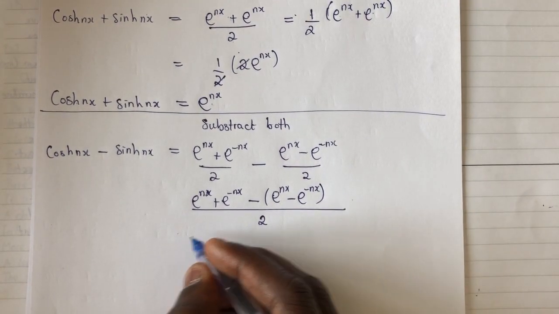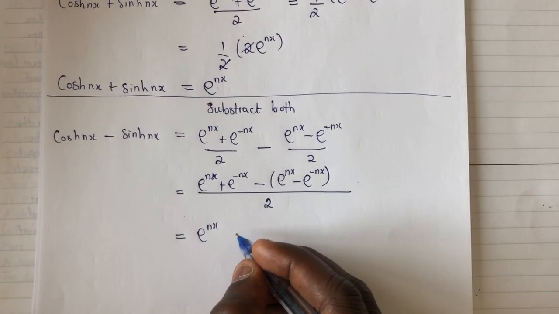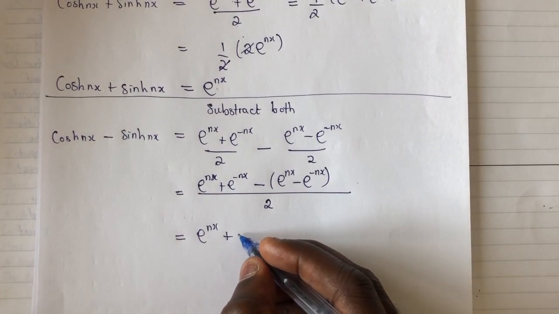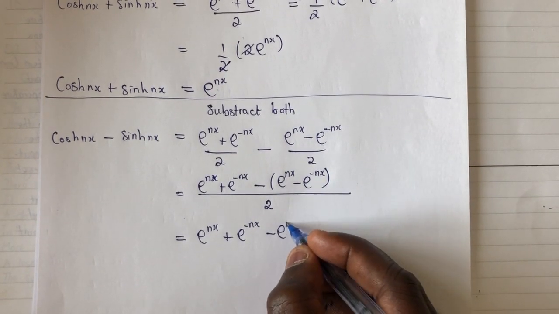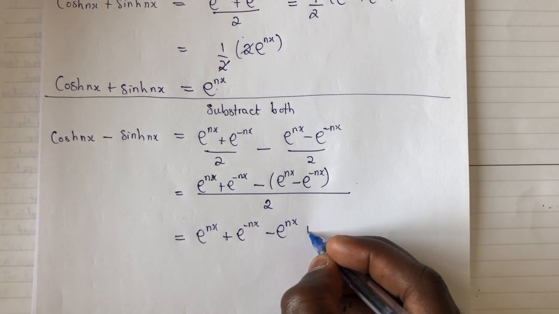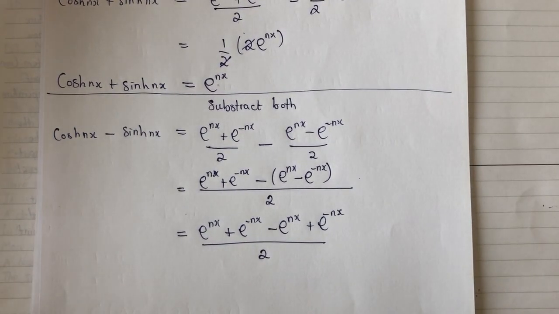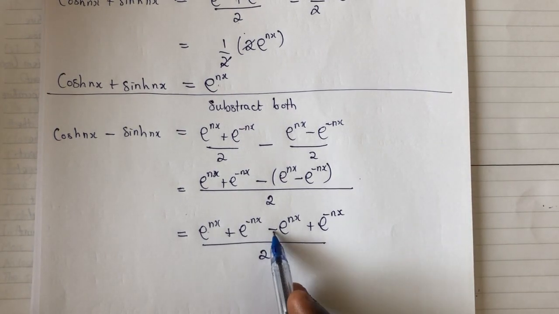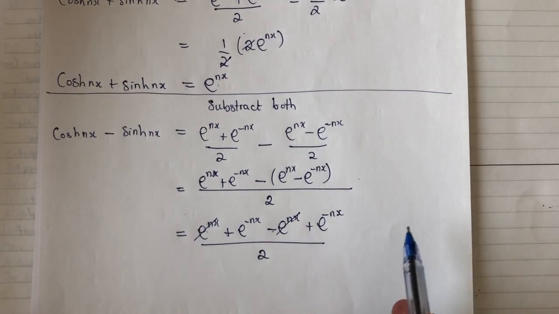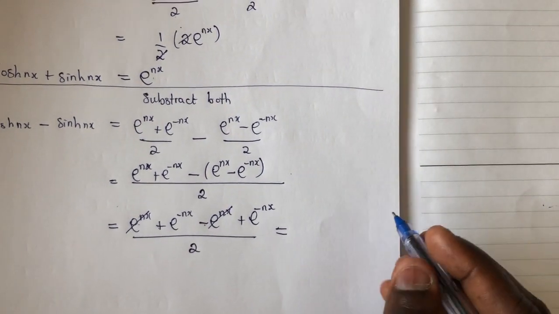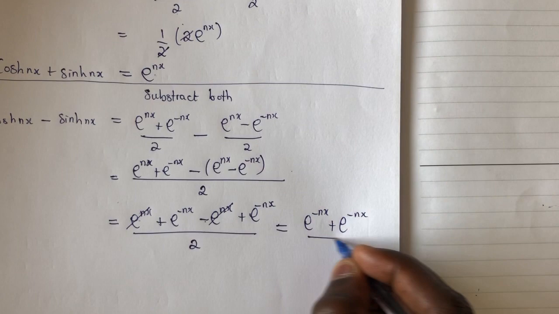Now this is going to give us e raised to the power nx plus e raised to the power minus nx. This time this minus e raised to the power nx. This time this will give us plus e raised to the power minus nx all over 2. Now when you watch carefully, this and this are the same. This is negative, this is positive. So this will now take care of this, and we will be left with this one. So this is going to give us e raised to the power minus nx plus e raised to the power minus nx all over 2.